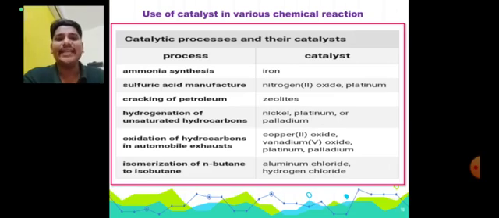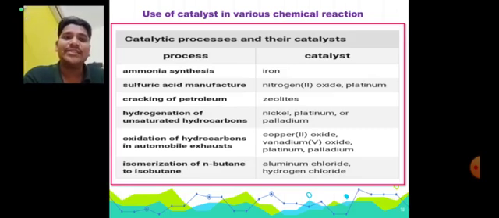Formation of ammonia, that means ammonia synthesis, is carried out in the presence of iron. That means iron plays an important role in the preparation of ammonia by using nitrogen and hydrogen gas. Second one is sulfuric acid manufacture, done in the presence of nitrogen oxide and platinum. Third one is the cracking of petroleum, carried out in the presence of zeolite, ZSM.